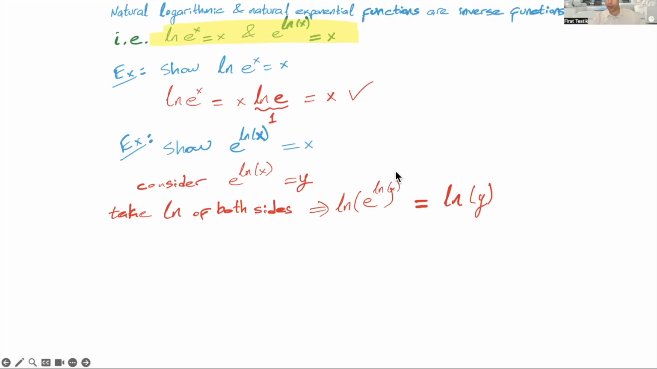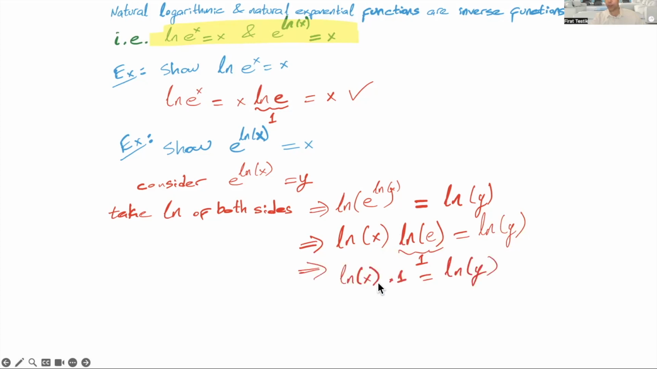We know that this exponent ln x here, the one that I'm circling, using the properties that we discussed, we can move it as the multiplier of the ln function. So we can write it as ln x times ln e on the left side, and the right side remains the same, ln y. We have already shown that ln of e is equal to 1. So we have 1 times ln x, which is ln x. So ln x is equal to ln y.